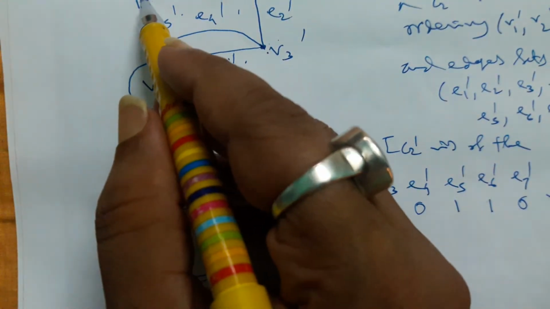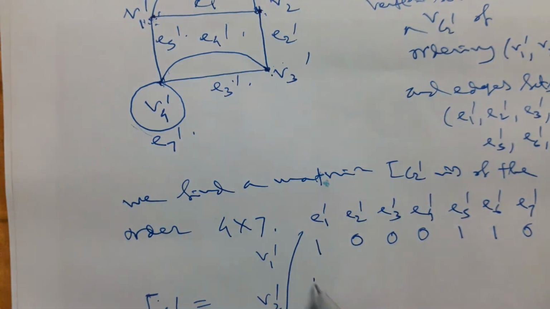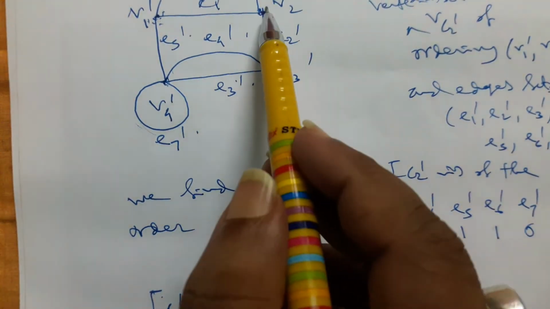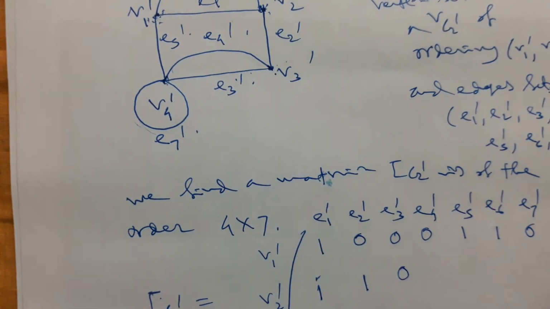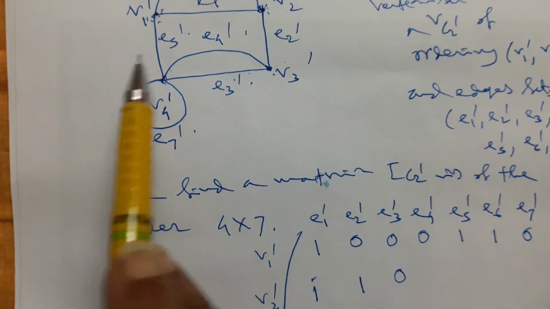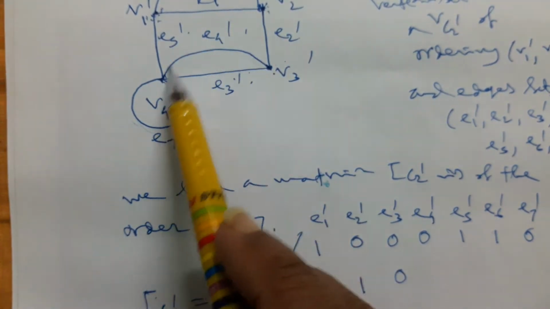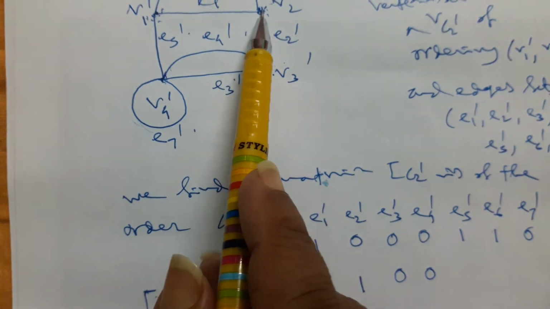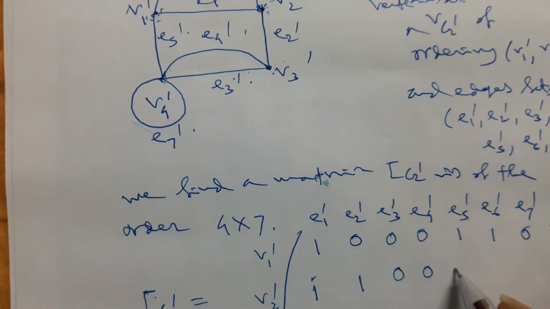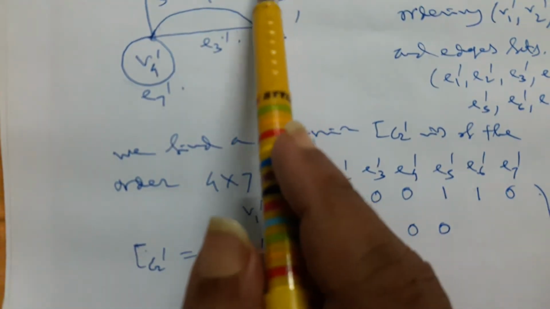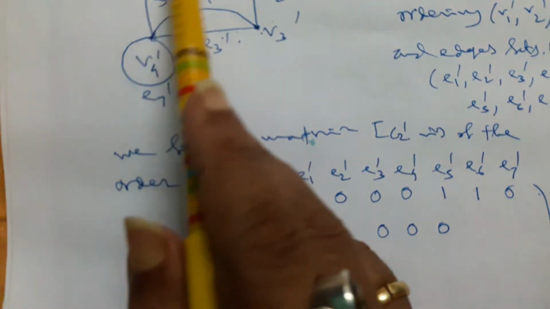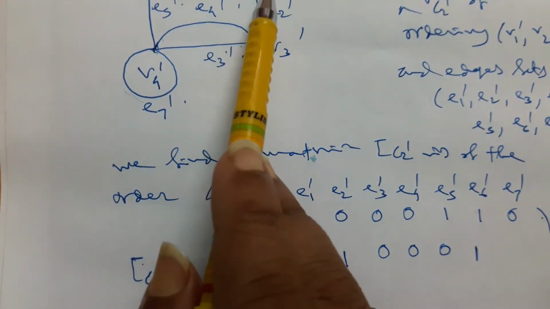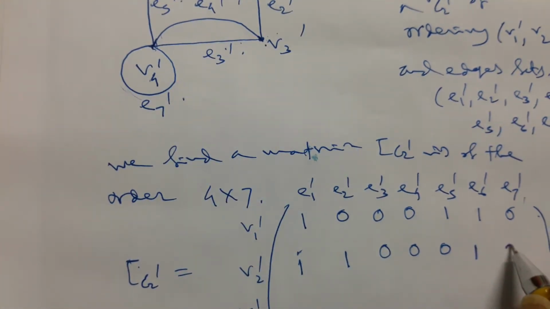Now v2' and e1' is an endpoint, so the result will be 1. v2' and e2' is an endpoint, so 1. v2' and e3': no connection, so 0. v2' and e4': no connection, so 0. v2' and e5': no connection, so 0. v2' and e6' is one endpoint since it is a parallel edge and there is no loop, so 1. v2' and e7': no connection, so 0.